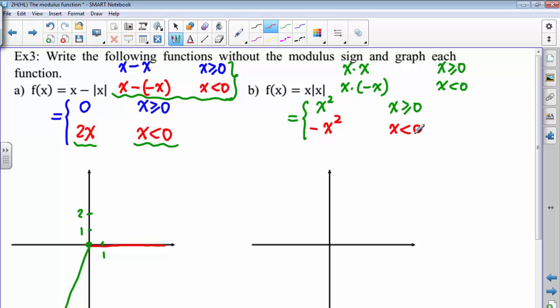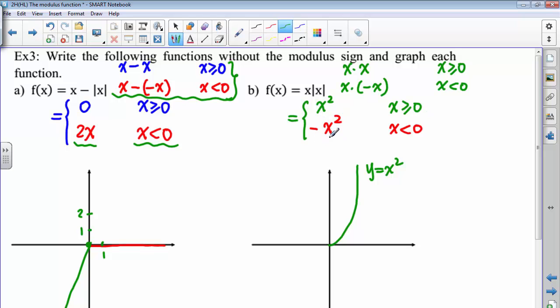So right now, I graph each piece individually. The first piece, y equals x squared. It's a parabola function. But right now, you only need the positive part. So this is y equals x squared when x is larger than or equal to 0.